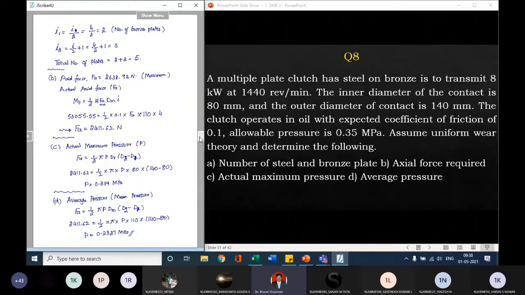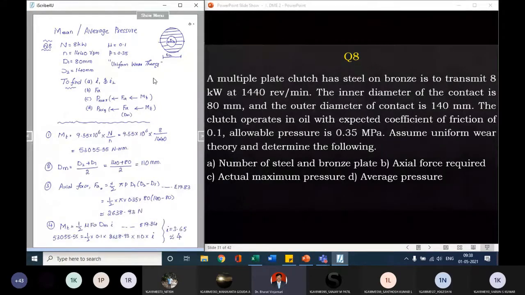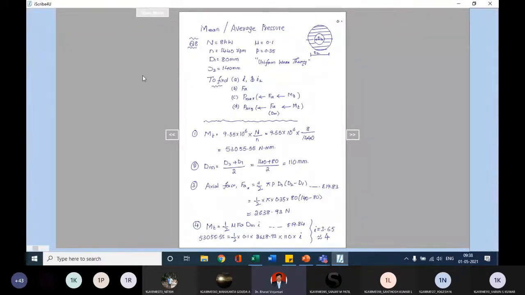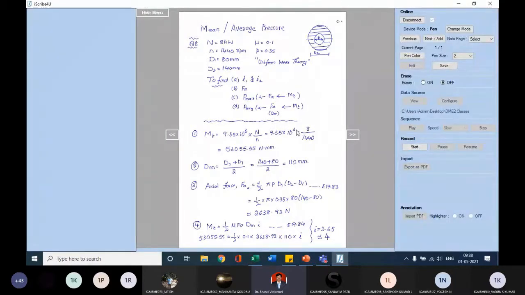Once we have got this, any questions you would like to ask me now? Once again, try to see how we are solving the numerical. You solve something like this. First, you solve with mean average pressure. In this case, you start with what exactly is this pressure. Speed he has given, n he has given, the values D1 and D2 he has given, mu, P, uniform wear theory. What exactly do we have to find?